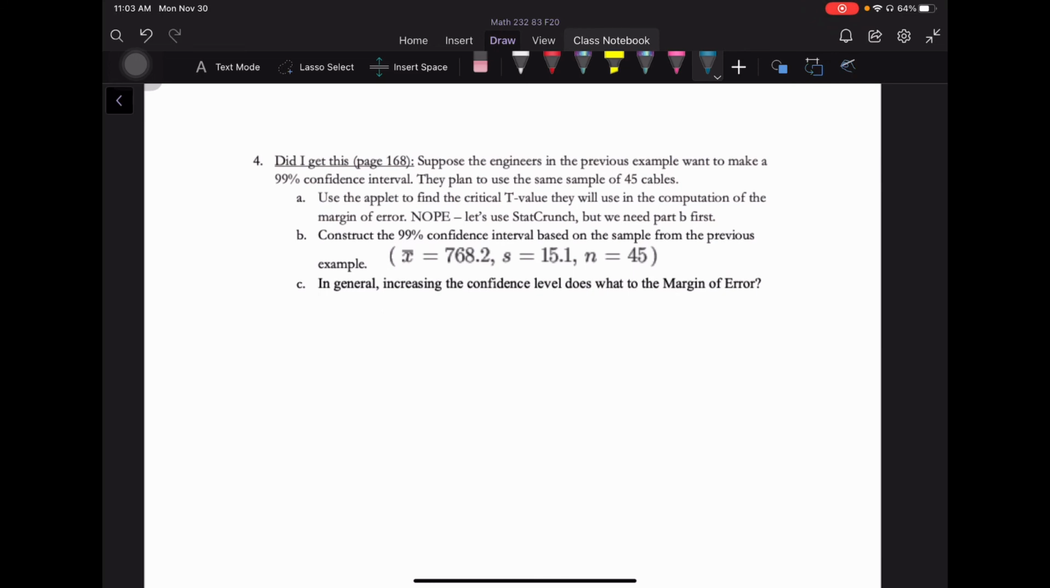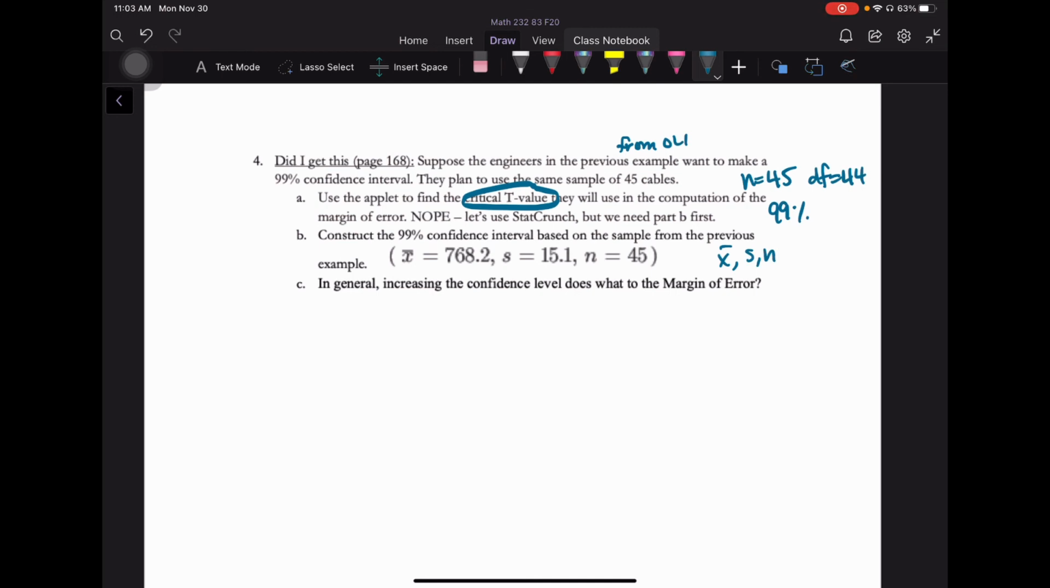Suppose the engineers in the previous example from OLI want to make a 99% confidence interval. They plan to use the same sample size of 45 cables. So right now we have n equals 45, which means our degrees of freedom would be 44. We also have 99% confidence. And they say, let's use the applet to find the critical t-value that they're going to use for computation. We're not going to do this. We're going to construct a 99% confidence interval based on the sample. So we have x bar, we have s, and we have n.